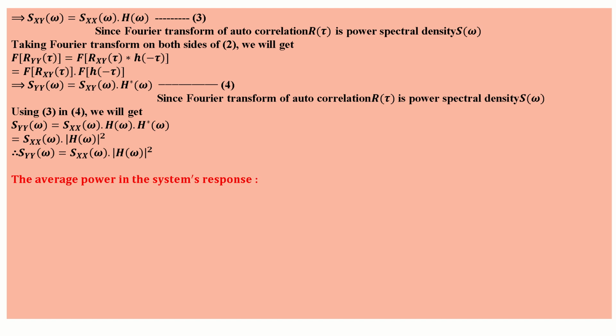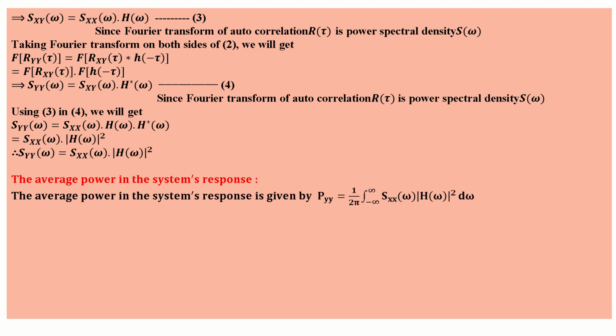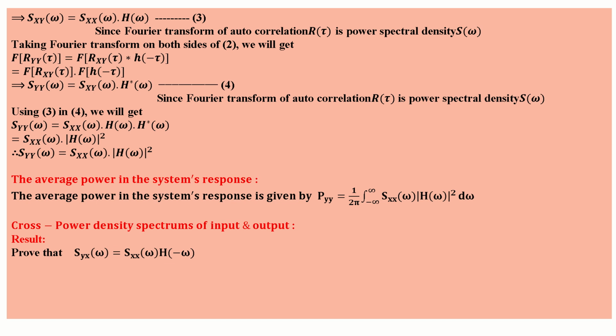Next, the average power in the system's response. The average power in the system response is given by Pyy, which is equal to 1 by 2 pi times the integral from minus infinity to plus infinity of Sxx of omega times modulus H of omega squared d omega. Next, the cross power density spectrum of input and output. The result to prove is that Syx of omega is equal to Sxx of omega times H of minus omega.